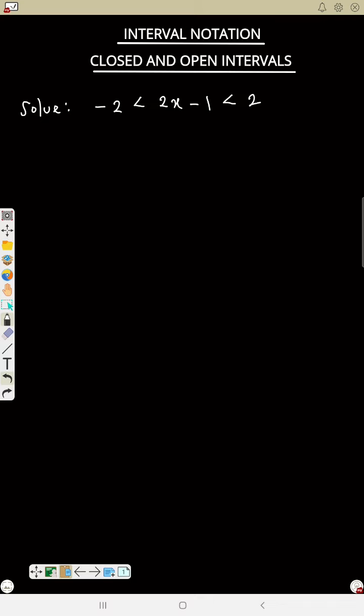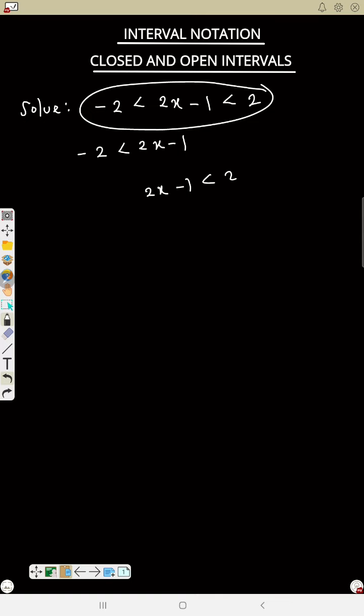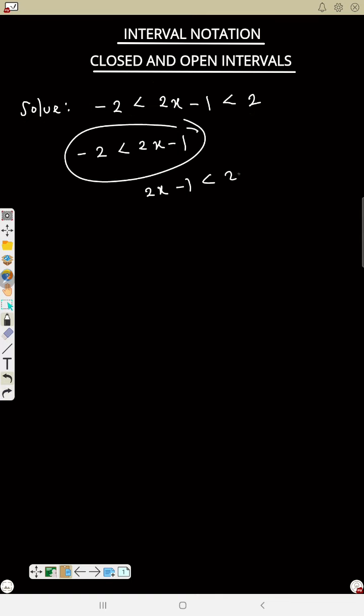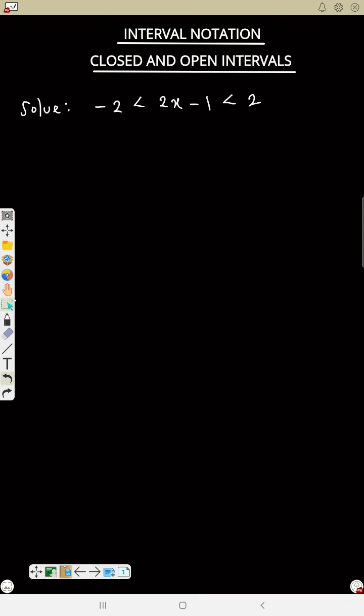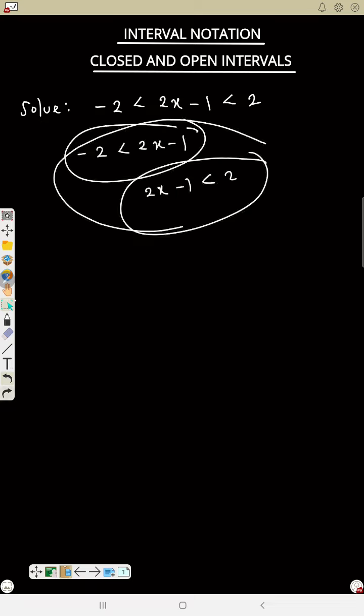Now from here, this means minus 2 is less than 2x minus 1. Also 2x minus 1 is less than 2. That's the meaning of this expression. So we have two inequalities there: minus 2 is less than 2x minus 1, and 2x minus 1 is less than 2. But instead of writing it separately, we can do it together.